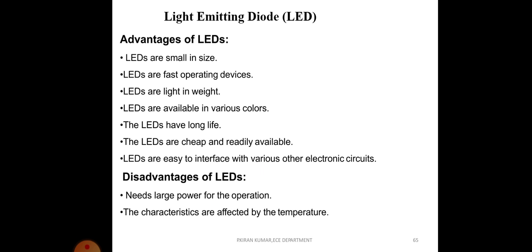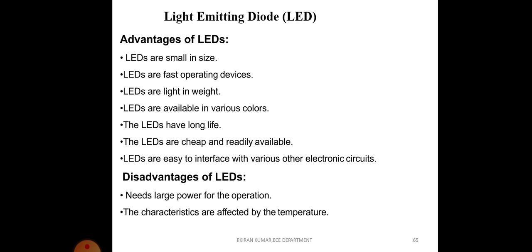So, advantages of LED. LEDs are small in size. LEDs are fast operating devices. LEDs are lightweight and available in various colors. LEDs have a long life, and LEDs are cheap and readily available. LEDs are easy to interface with various other electronic circuits. The result depends on the LED; if the device is working, that is shown by the LED.